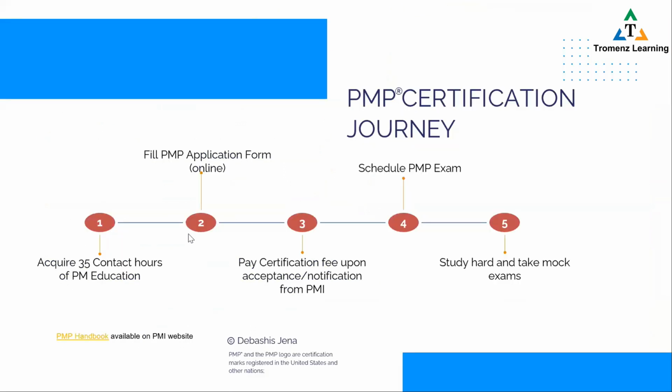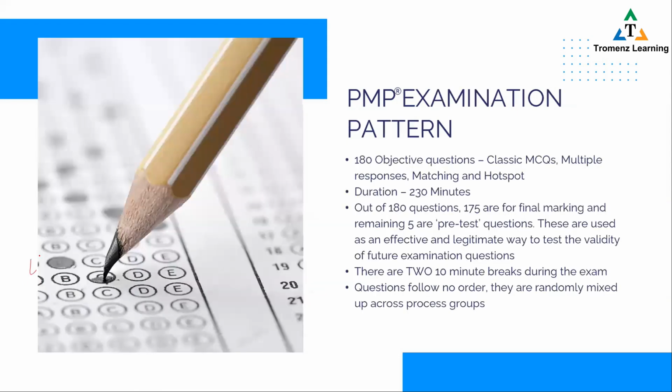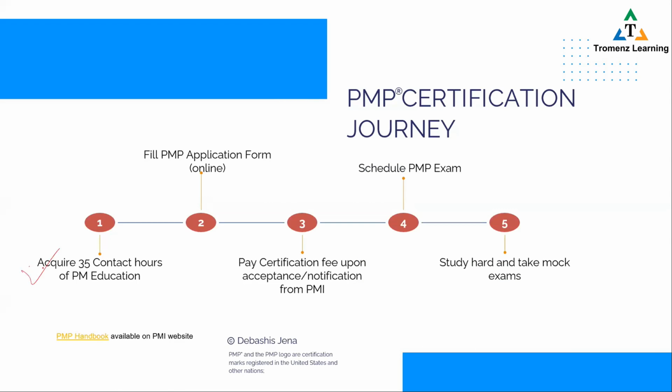Then let me now take you to the PMP certification journey. Here's the step-by-step process to get PMP certified. The first step is acquire 35 contact hours. You have already initiated this by attending this training. And then the next step, fill the PMP application form. You have to go to PMI's website, create a login for yourself and start filling up the application form there on PMI's website.